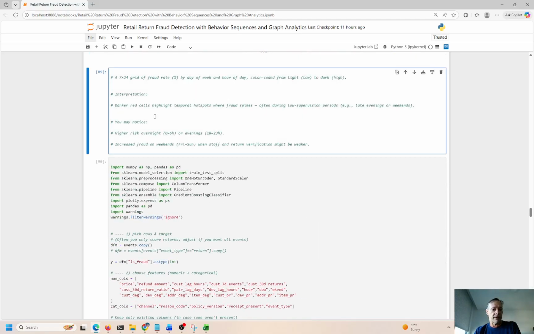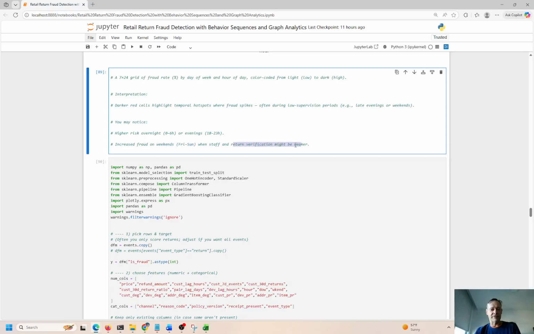Okay, so what else do we have here? So higher risk overnight, 0 to 6. Maybe people are tired at the cash register, the guard is down. Evenings, 1800 hours, so it's 6 p.m. to 11 p.m., slight bump up there in terms of hours. Increase on weekends, Fridays and Saturdays, when staff return verification might be weaker.